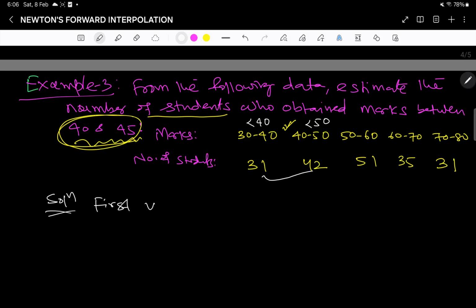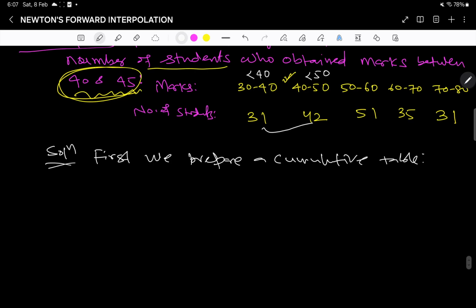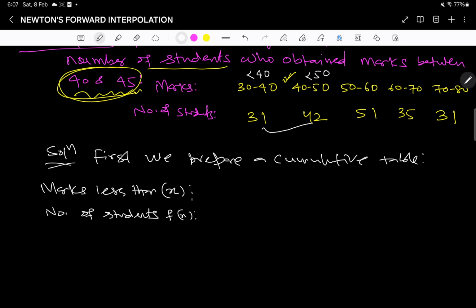First we prepare a cumulative table as follows. So we write it here: marks less than x, let it be my x, number of students, it is my f of x. So here less than 40, then less than 50, less than 60, less than 70, less than 80.